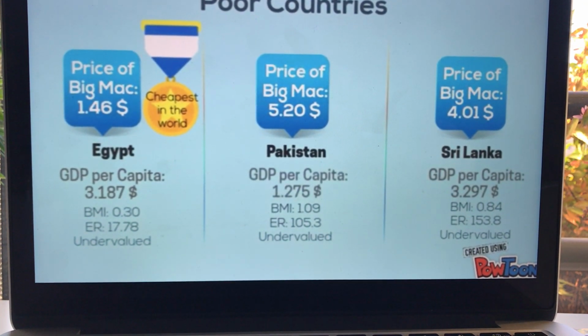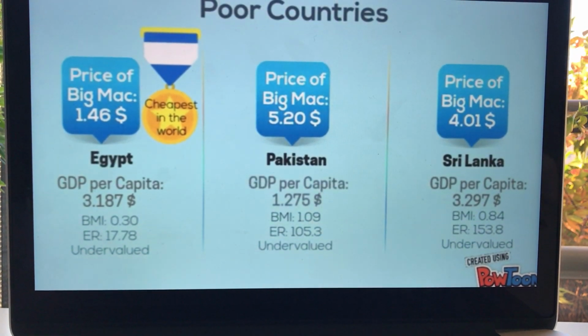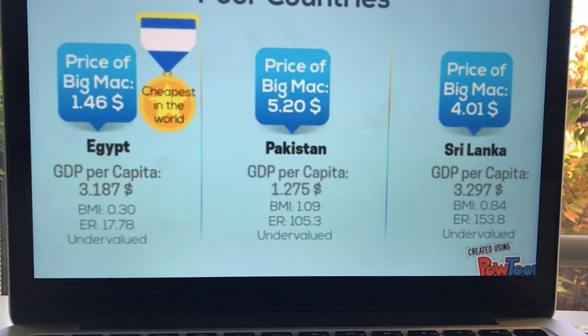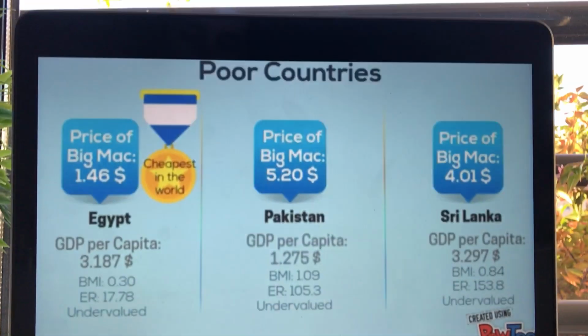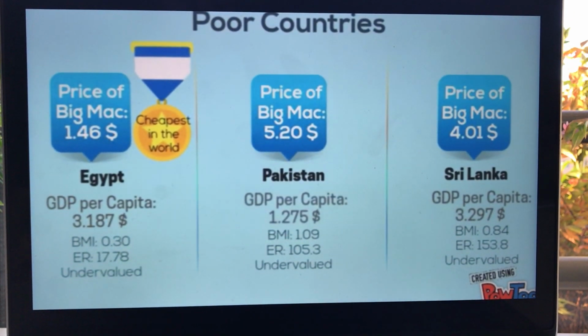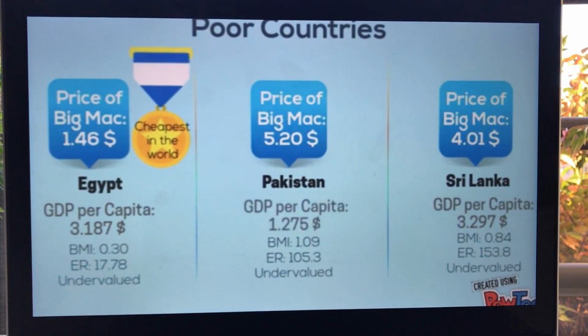For Pakistan, the GDP per capita is $1,275. The exchange rate is 105.3. The Big Mac index is 1.09, and the price of a Big Mac is $5.20. This tells us that the currency is currently undervalued, as the exchange rate should be much lower, and it's currently extremely high.